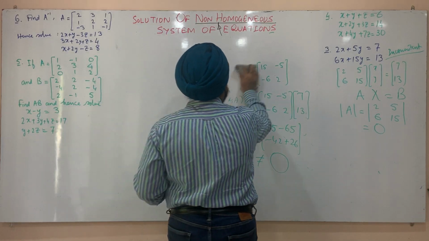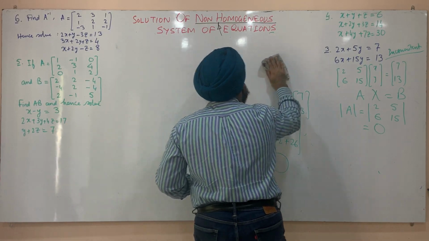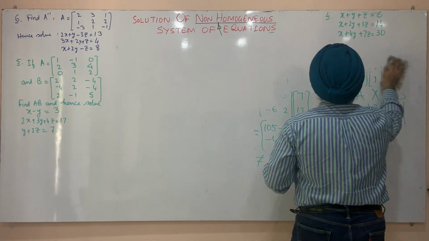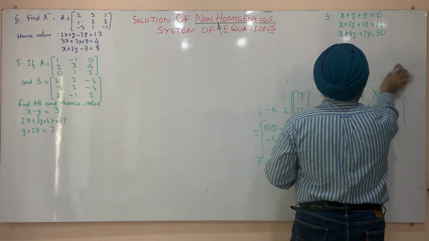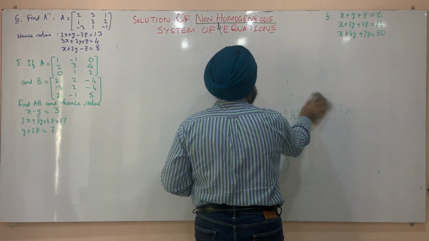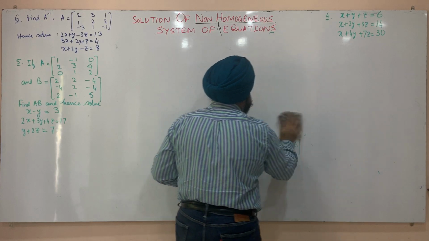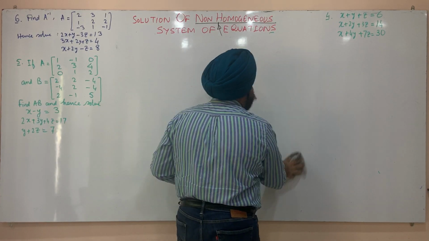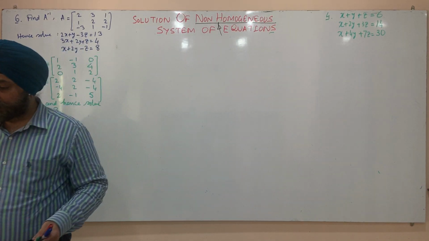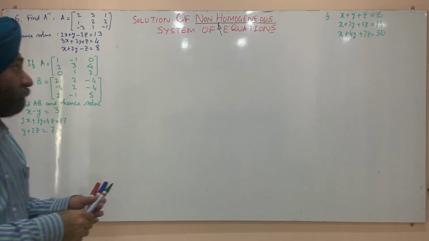The next one, fourth. We are given, like before, 3 equations in 3 variables. Right hand side, all the values are not zeros. Therefore, this is a non-homogeneous system of equations.